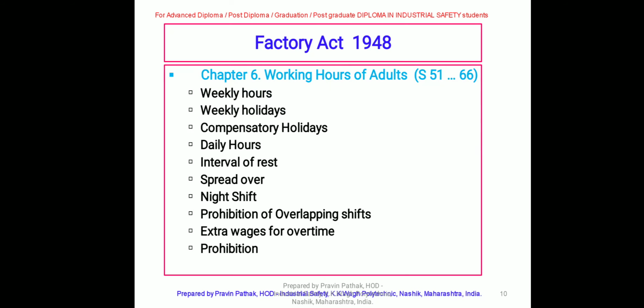In chapter 6, working hours of adults, it covers sections 51 to 66. So weekly hours, weekly holidays, compensatory holidays, daily hours, interval of rest, spread over, night shift, prohibition of overlapping shifts, extra wages for overtime, prohibition, etc. All these sections are discussed under chapter 6.